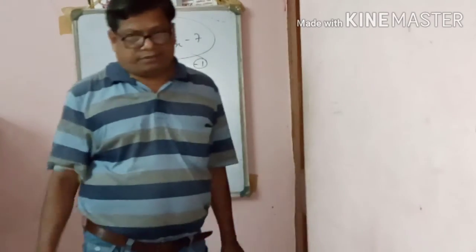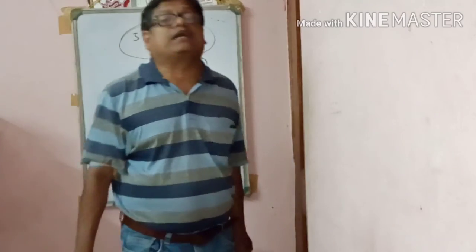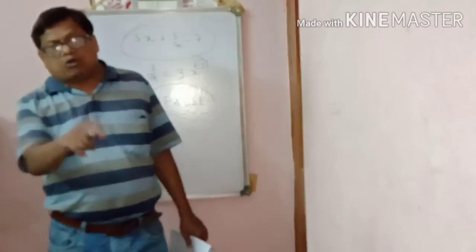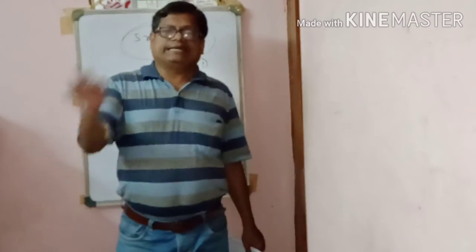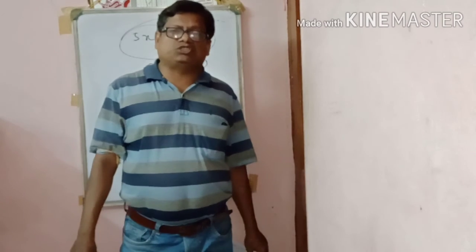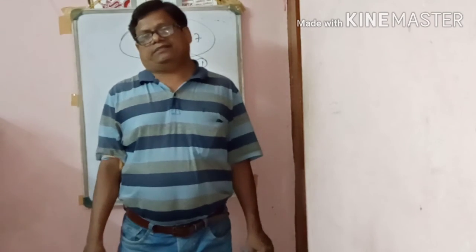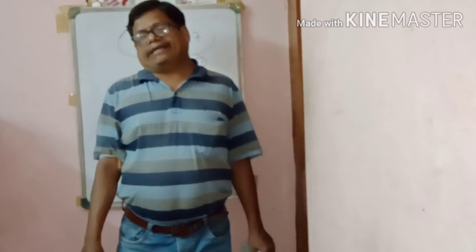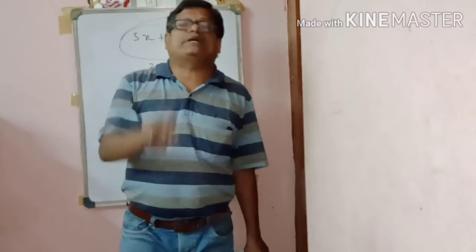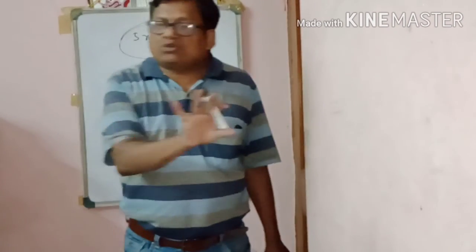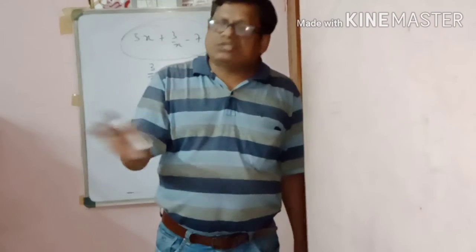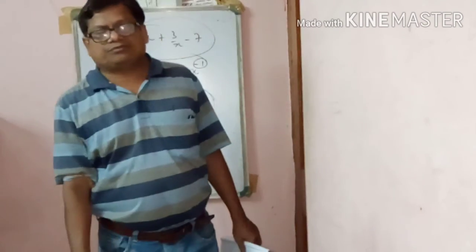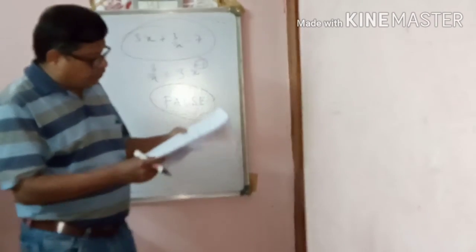Every rational number is not an integer. Is this true or false? Yes, it is true. Suppose 2 by 3. Is it an integer? No. So it is not an integer. So it is true. Like that, all of you remember.